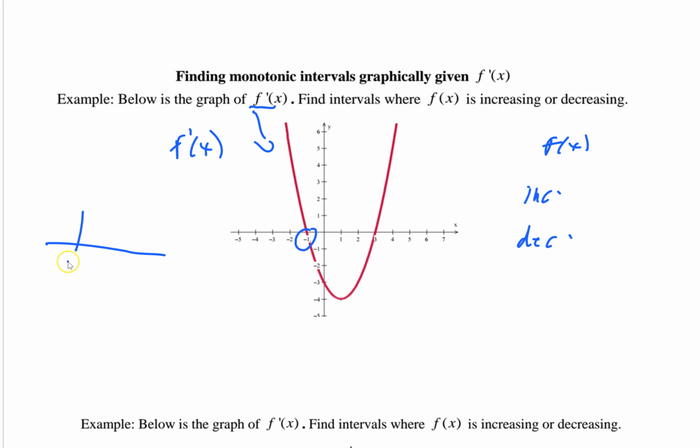-1 is a critical point, right? Because you set the derivative equal to 0. That's where the derivative equals 0. 3 is a critical point, right? And look at before -1. That's above the graph, so positive. In between these two, negative. Above that two, positive. So it's the same idea. They just gave you the graph already. They're doing the work for you, right?